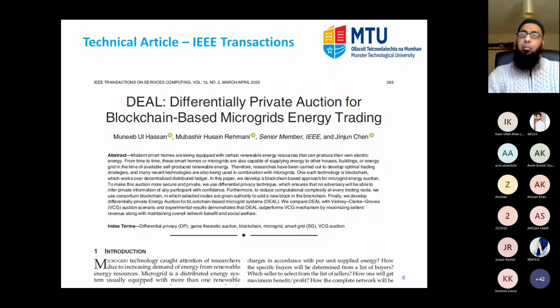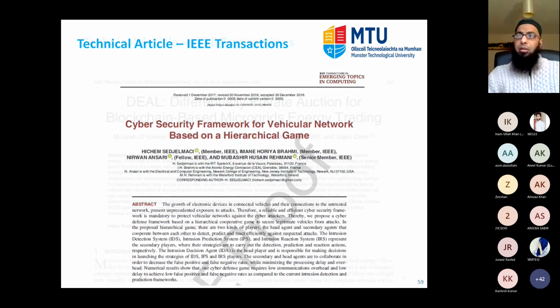Then here is an example of an article published in IEEE Transactions. Again, this is purely a technical article that one is conducting research on. Then another example of a technical article published in IEEE Transactions.